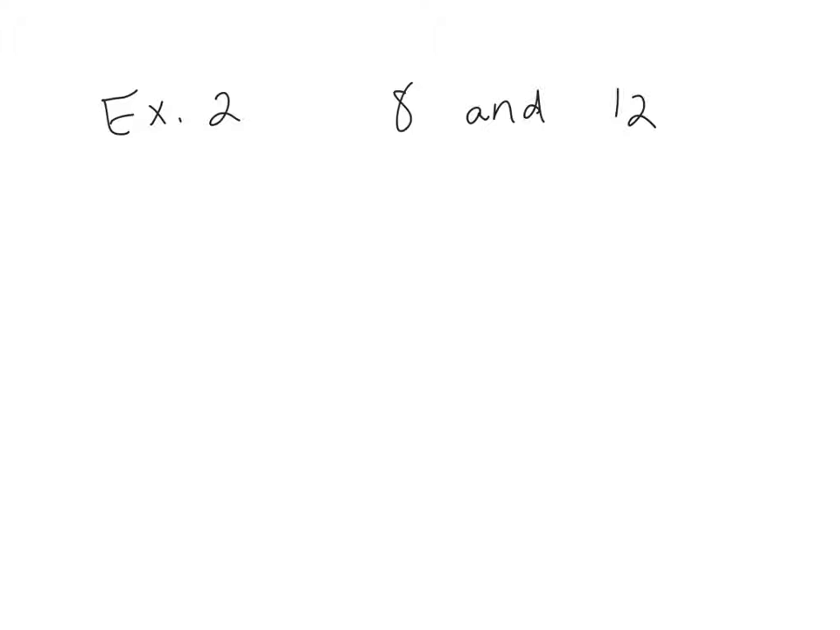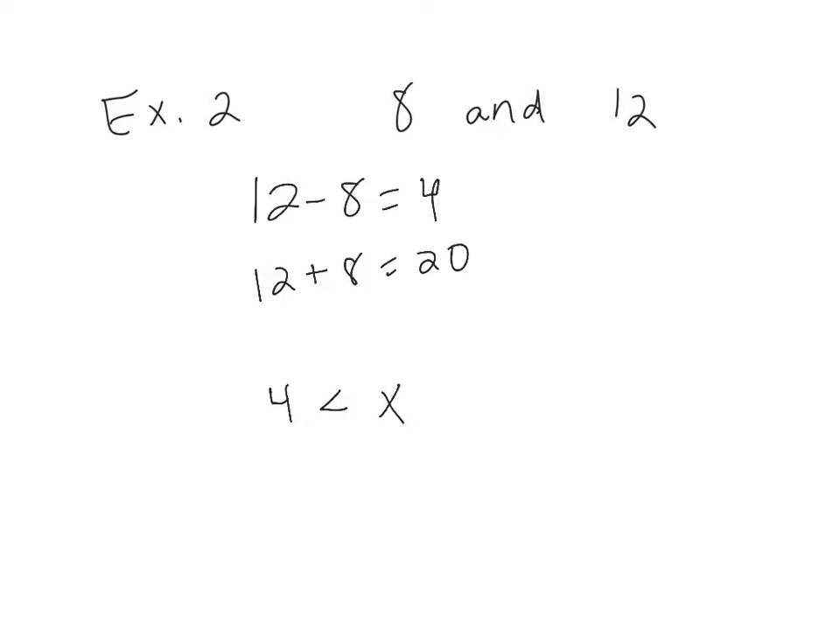For example 2, we're going to do the same thing. To find the minimum value, you subtract 12 minus 8, which is 4. To find the maximum value, it would be 12 plus 8, which is 20. So my third side x has to be greater than 4, not equal to 4, but less than 20.